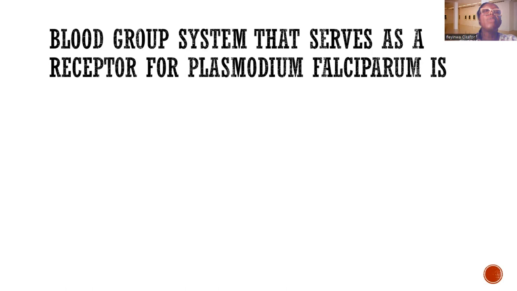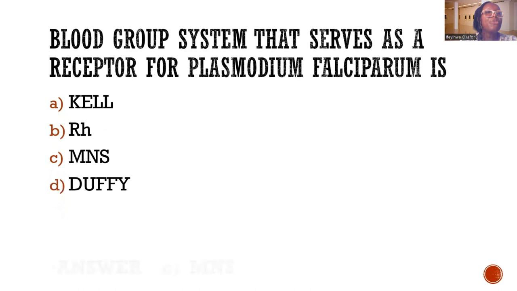The blood group system that serves as a receptor for Plasmodium falciparum is Kell blood group, Rh, MNS, or Duffy. The answer is MNS. The antigens in the MNS blood group system serve as a receptor for Plasmodium falciparum.